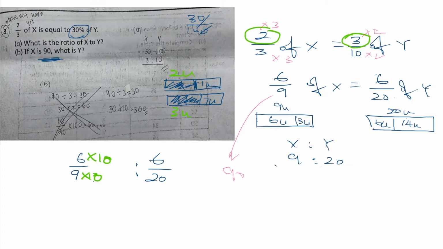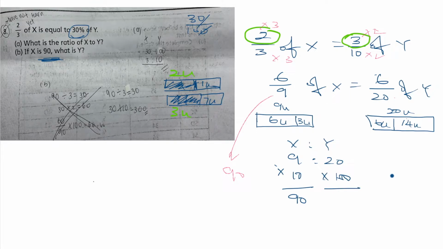Over here you times 10 because the ratio is already okay. Here you times 10 to become 90. Here you must also times 10 because they have a ratio of 9:20. So here it will become 200. In this case, the ratio will be 90:200.